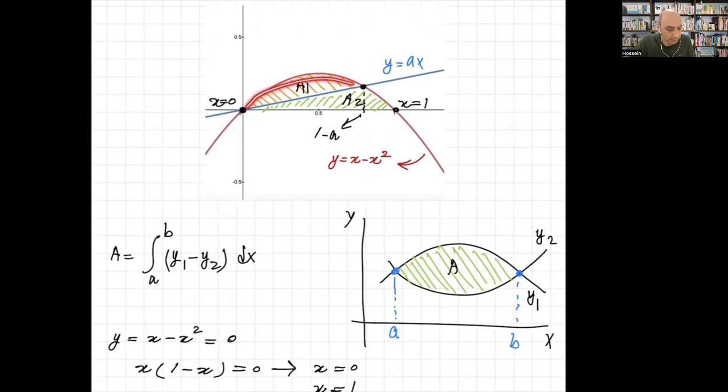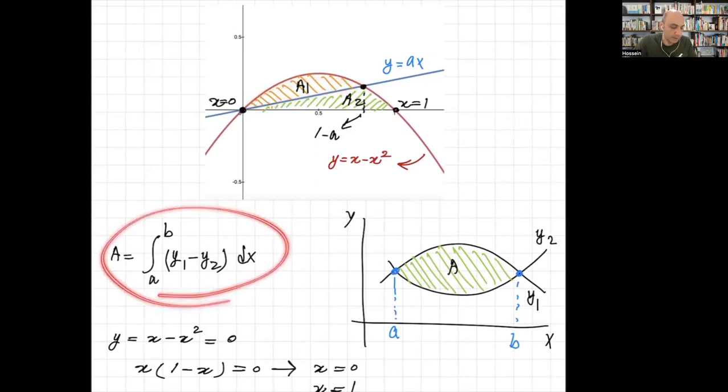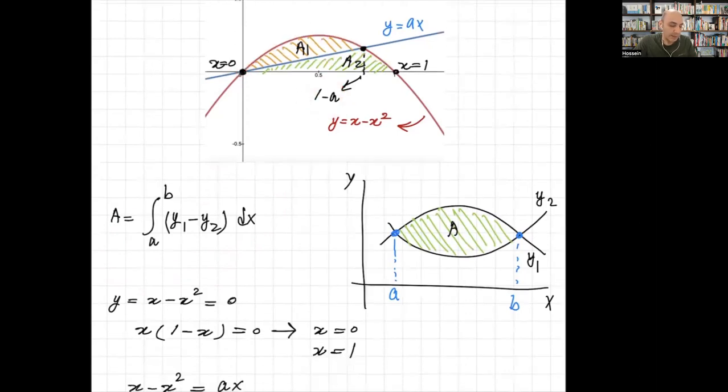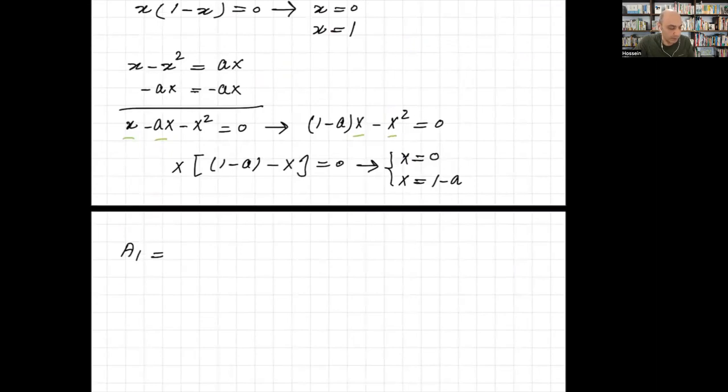See this area above the straight line. So we wanted to use this concept here. So this is our y1 and this is our y2. And the limits of the integral is from 0 to this point, which is 1 minus a. So I'm going to write that down here.